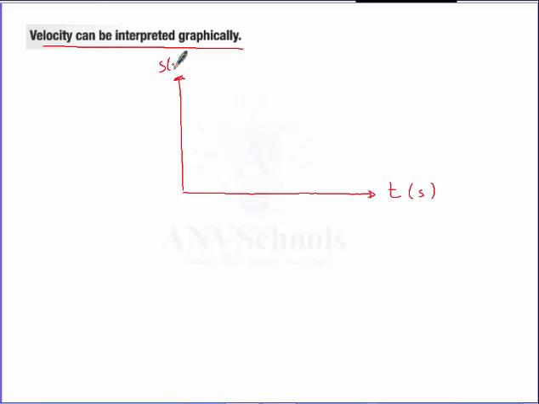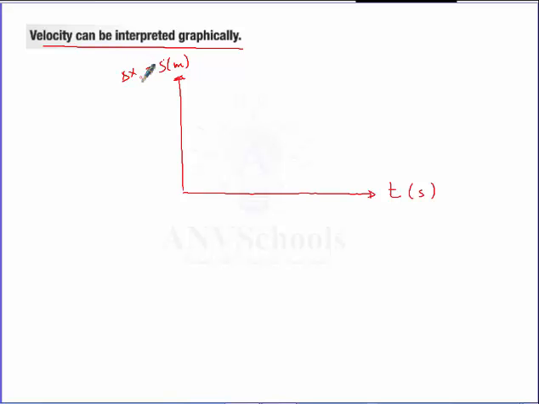Here velocity can be interpreted graphically. This is very important. A graph will be given, so we can calculate the velocity of the object from the given graph. Let's see the common type of graph. That is time, which is measured in seconds, and the displacement, which is measured in meters, or you can call it change in x. They are all the same.